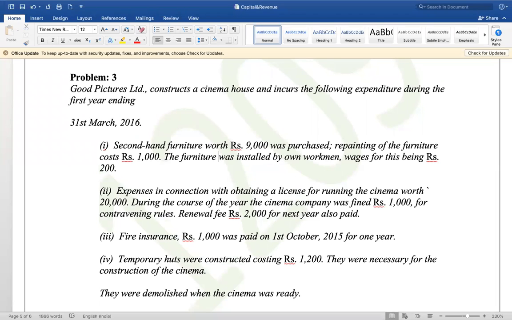So I want somebody to take up. Anybody who is interested in the list that I have read just now? Go ahead. Second-hand furniture for 9,000 is purchased, there were repairs for that of 1,000, and there are wages of 200. How do you deal with these?